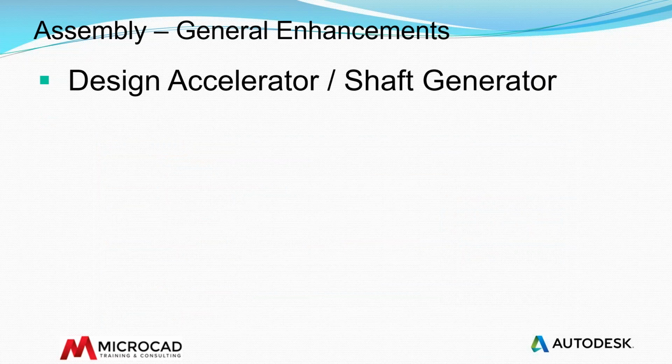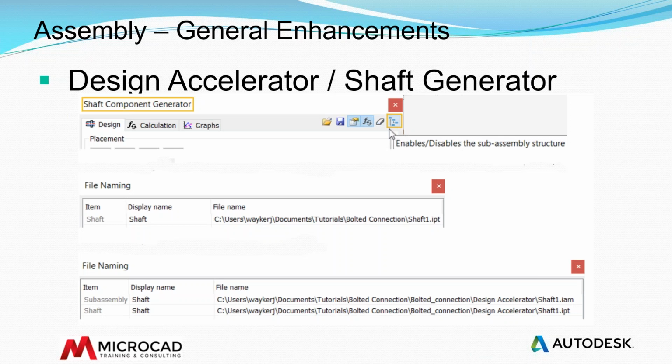The shaft component generator dialog box now includes a toggle that allows you to specify how files and folders for shaft components are created. In previous releases, a shaft created with the shaft generator had to create a subassembly for each shaft created. So now we can bypass the need for a subassembly and create the shaft directly in the top level assembly.